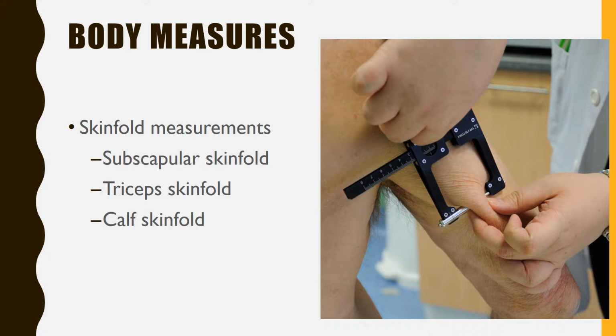There are 3 body sites that are measured, which include subscapular skin fold. This is located immediately below the bottom margin of the shoulder blade. There's also a triceps skin fold measurement, which is measured on the back of the arm, halfway from the shoulder to the elbow. And there's also a calf skin fold measurement, which is taken on the back of the leg. These measurements are usually used to predict body density.